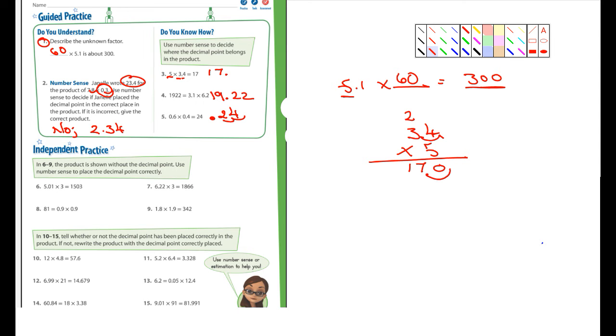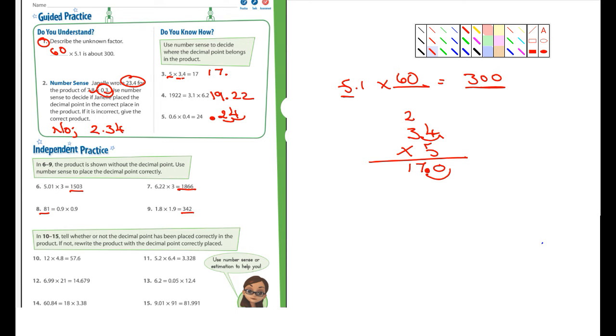So in the ones down below, 10, 11, 12, 13, 14, 15, it says tell whether or not the decimal point has been placed correctly. So if it's correct, then just leave it alone. And if it's not, then rewrite it like we've been doing with the decimal in the proper spot.